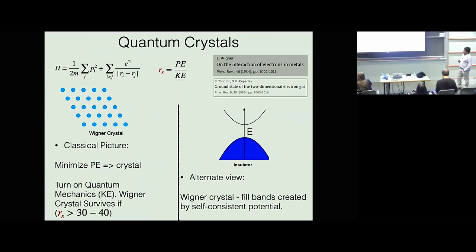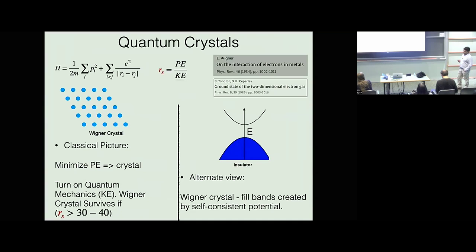Okay, and it gets bigger as you go to lower densities. What was shown many years back is that if the density is low enough, you can get this Wigner crystal phase where your electrons spontaneously break translation symmetry, and you can arrive at this conclusion starting from a classical limit.